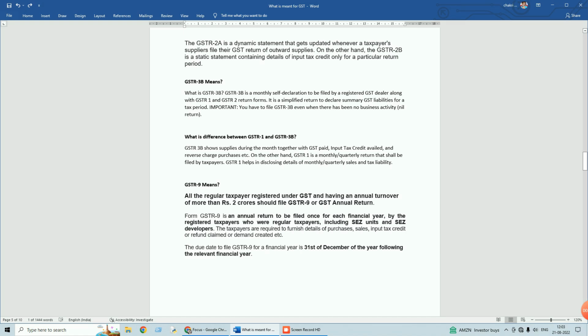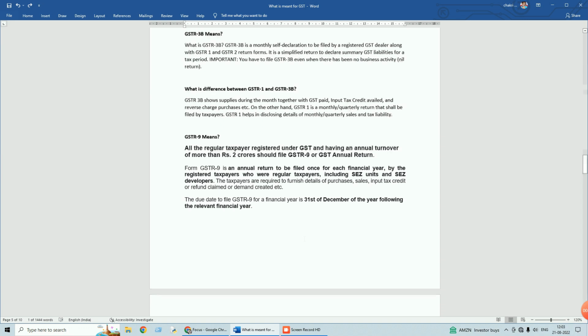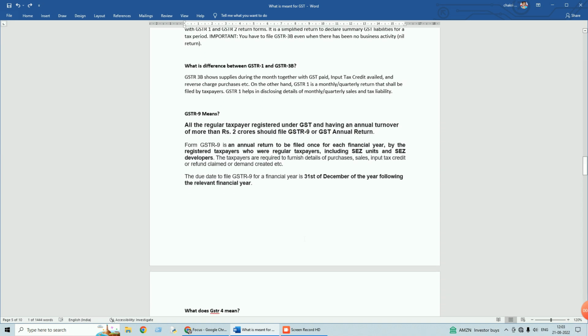The taxpayers are required to furnish details of purchases, sales, input tax credit, refunds claimed or demands created, etc. Okay, the due date to file GSTR9 for the financial year is 31st December of the year following the relevant financial year. So here we have finished with GSTR9.